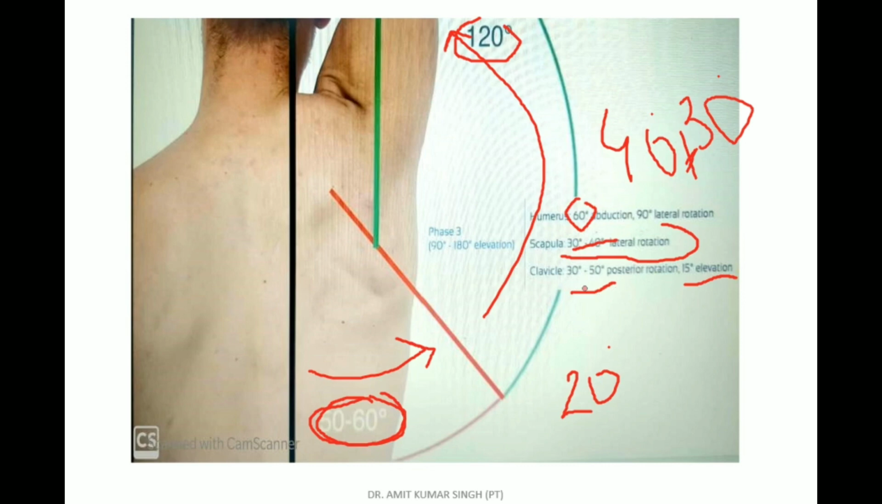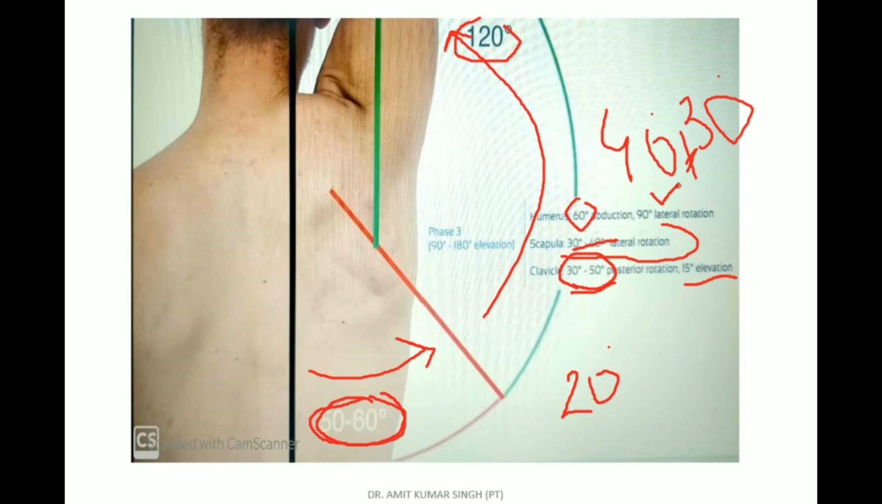Apart from that, in the last phase, to complete the elevation movement, our clavicle is supposed to go into posterior rotation, around 30 to 50 degrees. Only then is it possible to reach the maximum range of motion of 180 degrees, and there will be the contribution of the humerus by providing lateral rotation, which is very important. You have to keep in mind, once our shoulder reaches 90 degrees of abduction, if you do not rotate your shoulder complex laterally, it is not possible to reach the 180 degree movement.